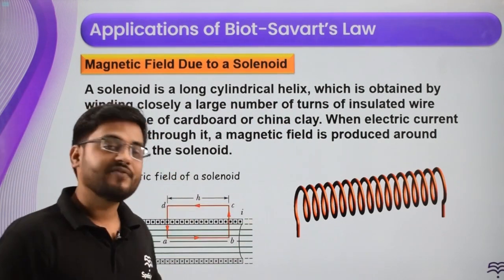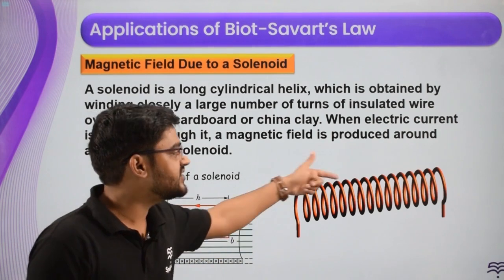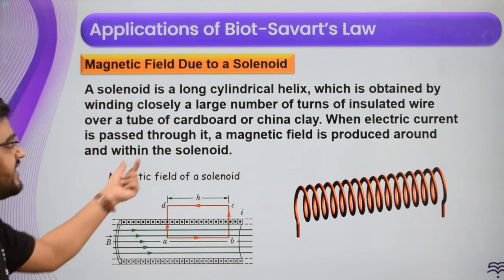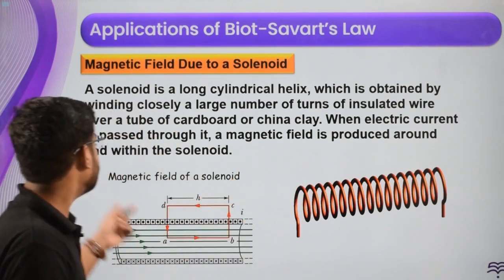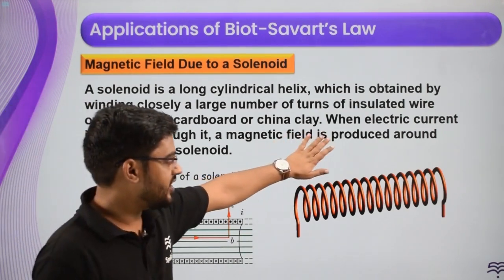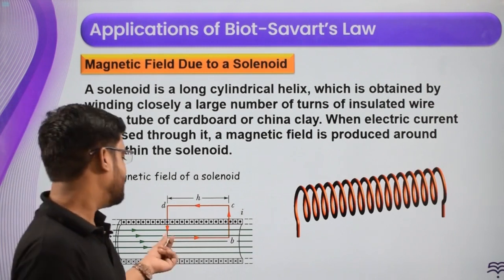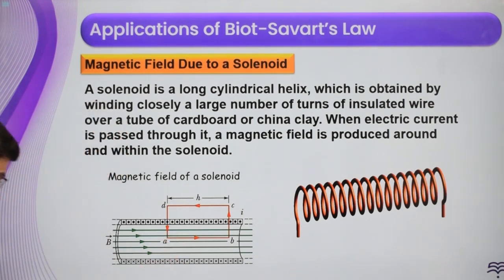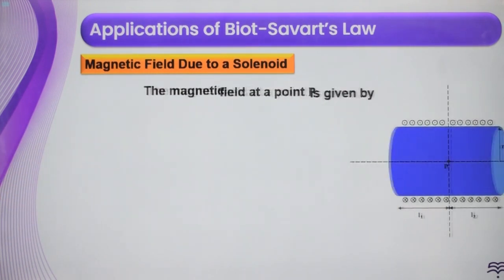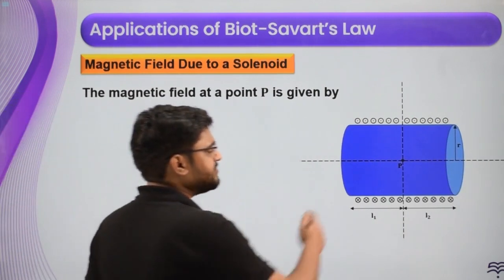Now when electric current passes through this solenoid, a magnetic field is produced around the solenoid and within the solenoid. We are going to find an expression for how much the magnetic field is within the solenoid. So let us take a finite solenoid. I just made a cylinder.